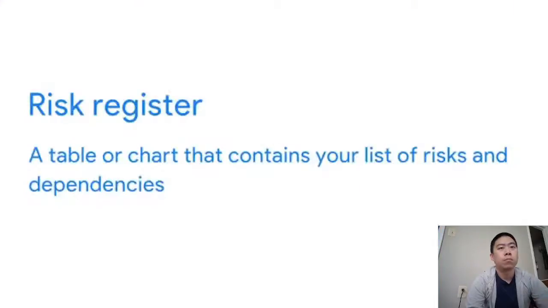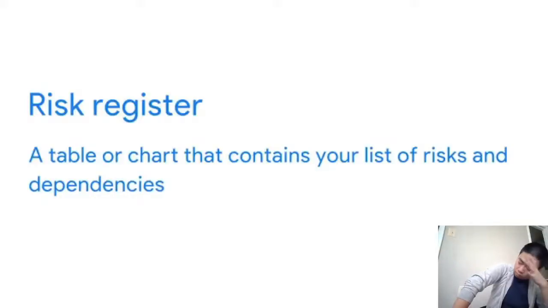The first step is proper identification. A project manager will have to brainstorm all possible project dependencies with their team and categorize them accordingly. Next step is recording dependencies. After all dependencies are identified, a risk register should be created. A risk register is a table or chart that contains your list of risks and dependencies. The risk register should include a description of the dependency, the date, and all activities or tasks that may be impacted by the dependency.